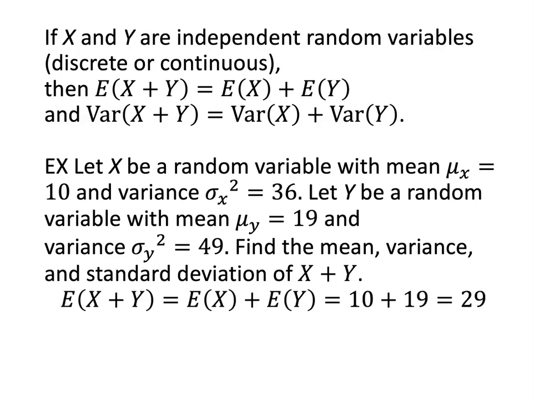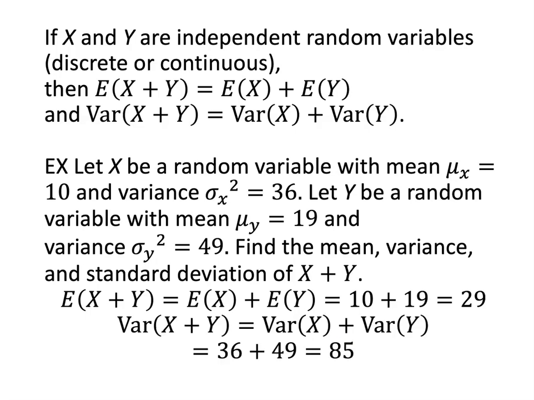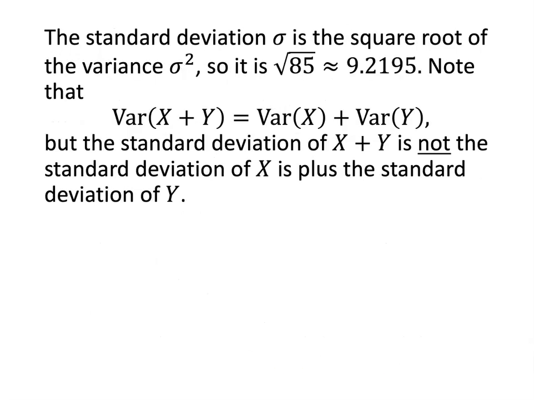The expected value of x plus y is the expected value of x plus the expected value of y. In other words, it's the mean of x plus the mean of y. So that's 10 plus 19, or 29. The variance of x plus y is the variance of x plus the variance of y. In other words, it's going to be 36 plus 49, or 85. The standard deviation sigma is the square root of the variance, sigma squared. So it is the square root of 85, in other words, roughly 9.2195.